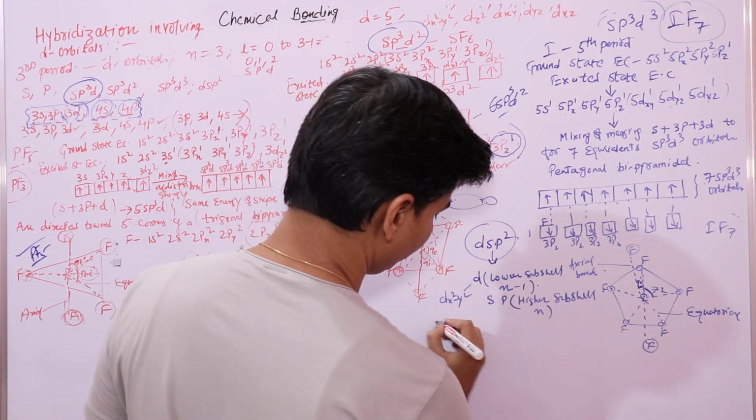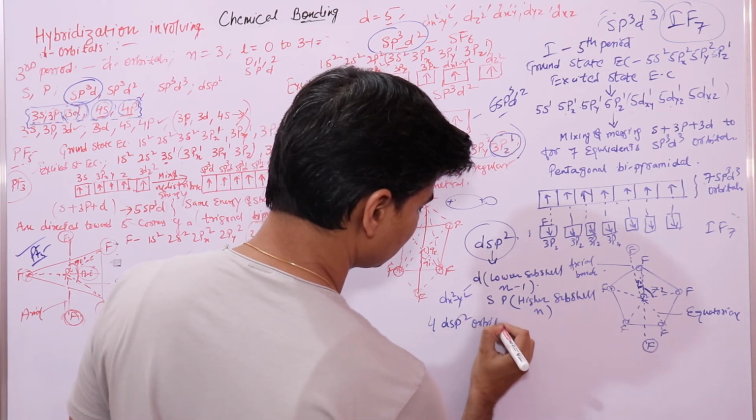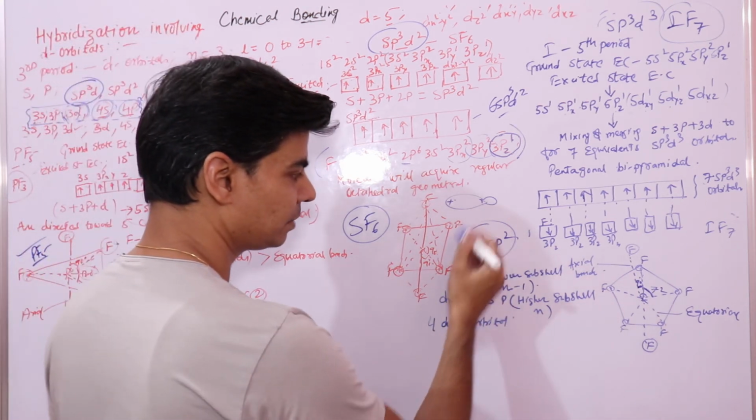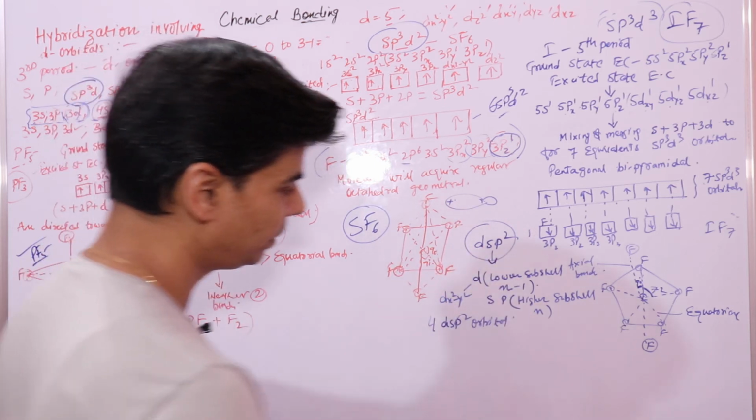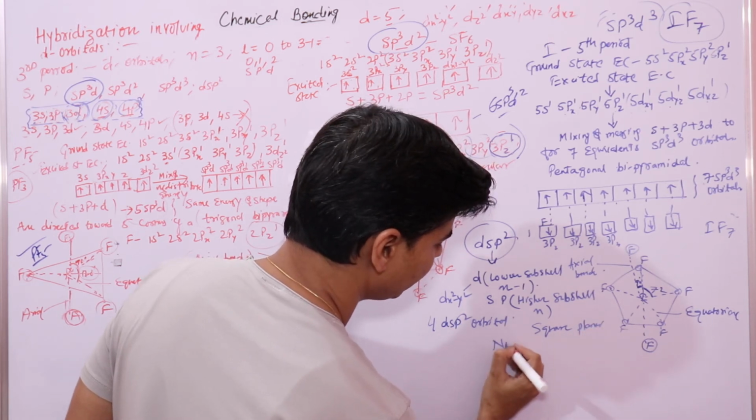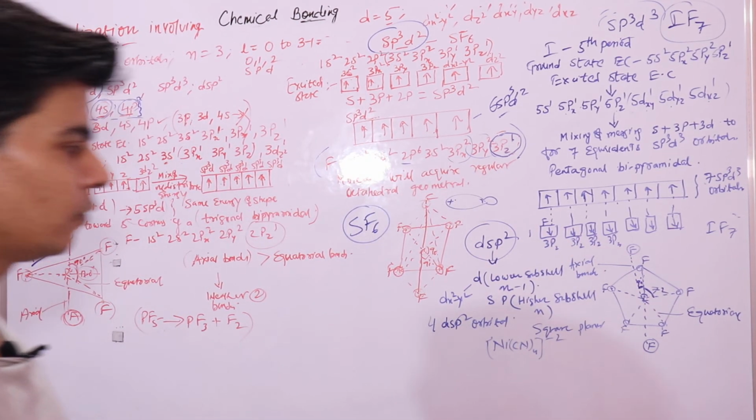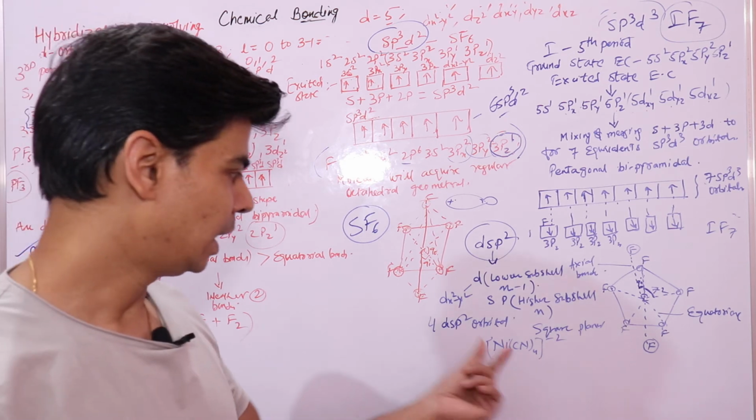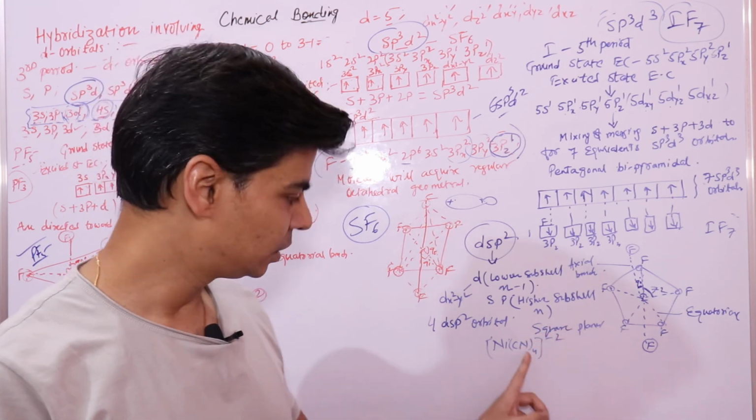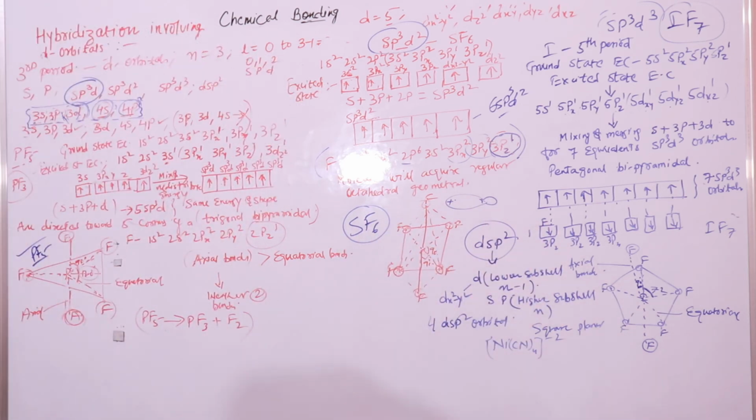So here we would be having 4 dsp2 orbitals, and the molecules that have a central atom that is dsp2 hybridized would be square planar. An example is Ni(CN)4 2-. This is an example of a molecule in which nickel has dsp2 hybridization, and this molecule as a whole is square planar with 4 CN groups directed towards the 4 corners of the square.